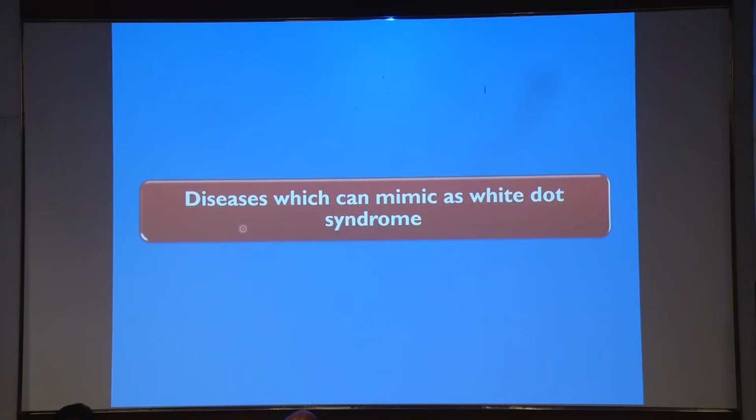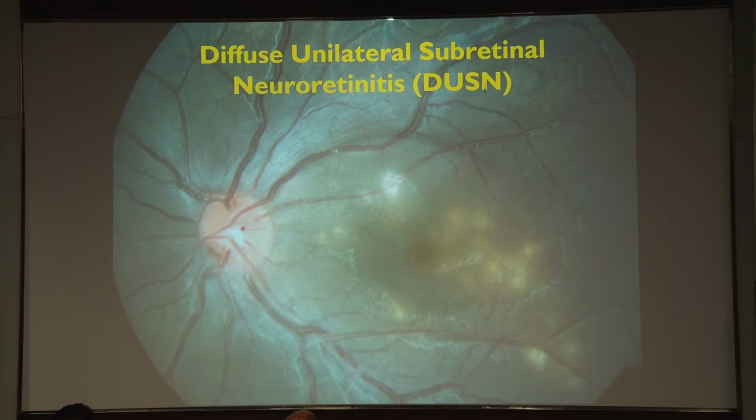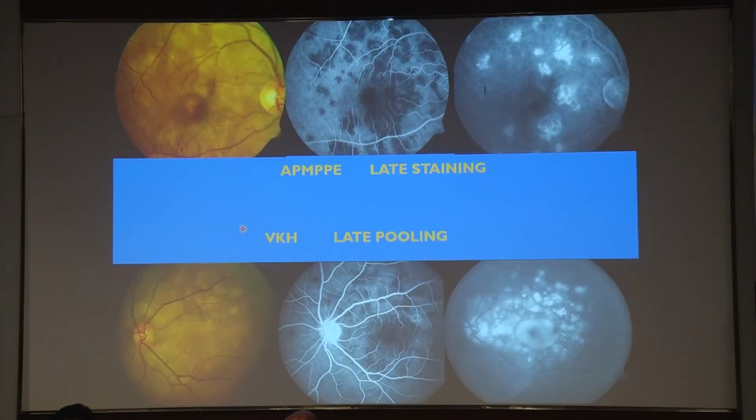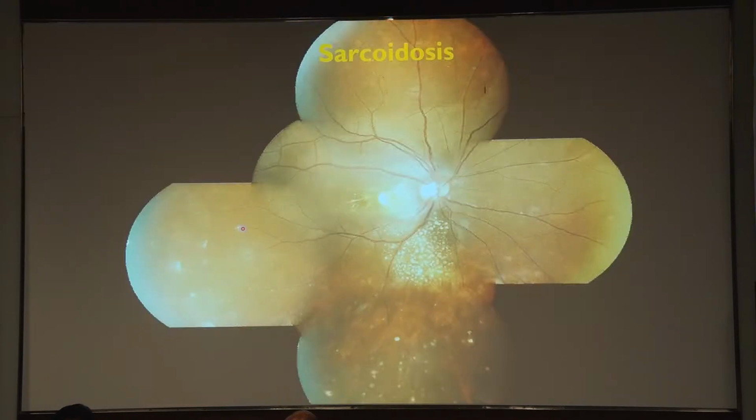And there are certain diseases which can mimic white dot syndromes, like DUSN, like the crop-like lesions you see in the periphery sometimes. These can get confused, but make sure to rule out any worm. Another condition which we commonly miss is VKH, the most common differential diagnosis for APMPPE, where in APMPPE we see late staining, but in VKH we see late leakage. Sarcoidosis also sometimes can have this, especially in the inferior area, you will see multiple whitish choroidal atrophy, very small dots in the later stage, which may get confused with white dot syndromes.